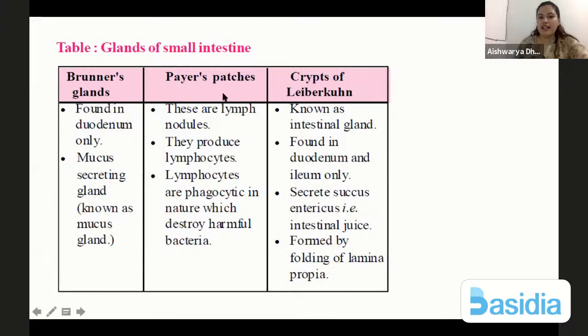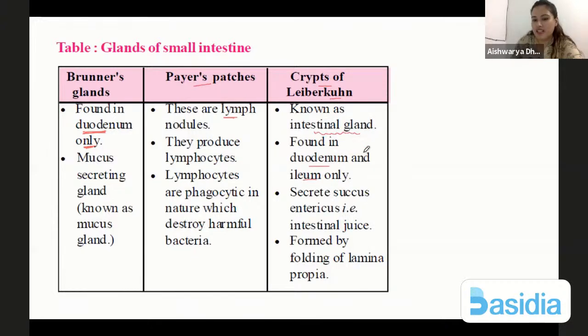Now, there are a few glands that are present in small intestine. Okay, these glands will be secreting different things that we will discuss a little later once I discuss digestive glands. So three are present. One is Brunner's gland, second is Peyer's patches, and you have crypts of Lieberkuhn. So Brunner's gland only in duodenum area. Okay, Peyer's patches are nothing but lymph nodes or lymph nodules, and crypts of Lieberkuhn are present throughout the small intestine, mainly in duodenum and ileum, and they are known as the intestinal glands.